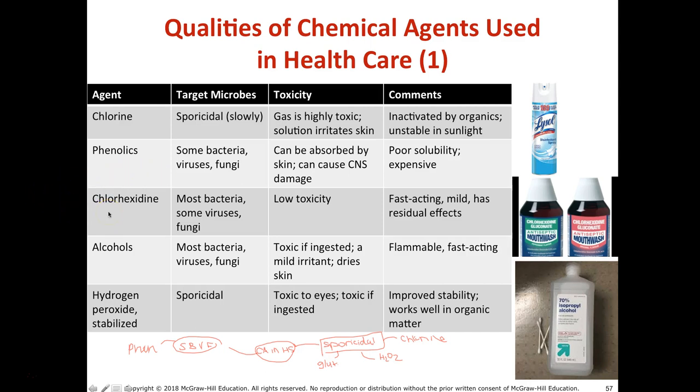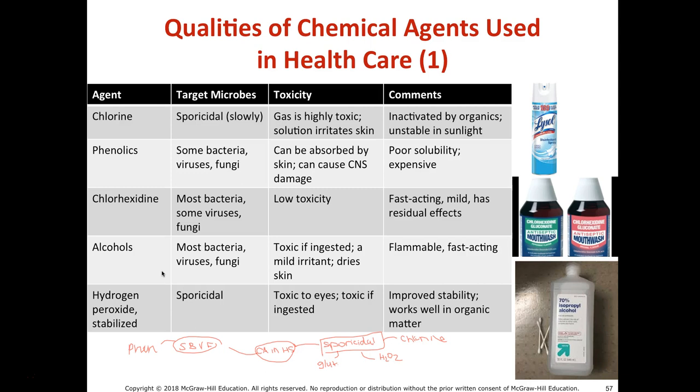Next, we have chlorhexidine, and this kills off most bacteria, some viruses, and fungi. It has low toxicity, so this is good for us. It's also fast-acting, mild, and has some residual effects. So an example of this would be using it within our mouthwash. Next, we have alcohols. We have a couple different ones that are chemical agents for us. They're going to kill most bacteria, viruses, and fungi. It can be toxic if we ingest it, and a mild irritant, and it can dry out our skin.